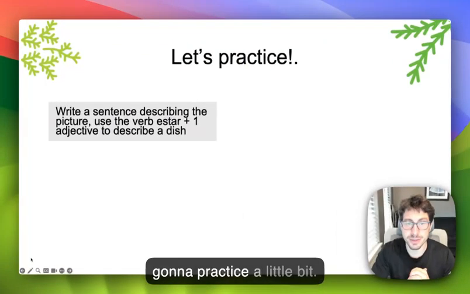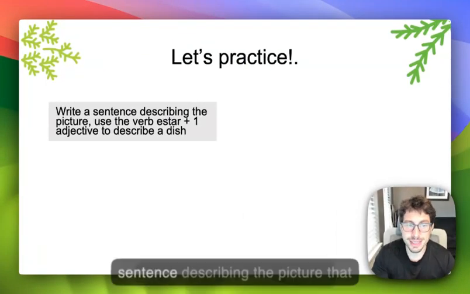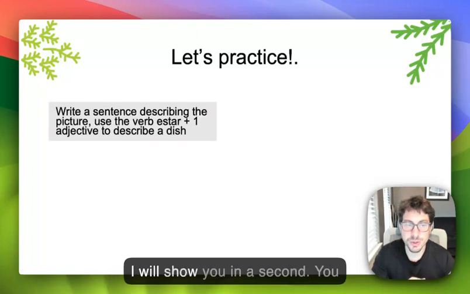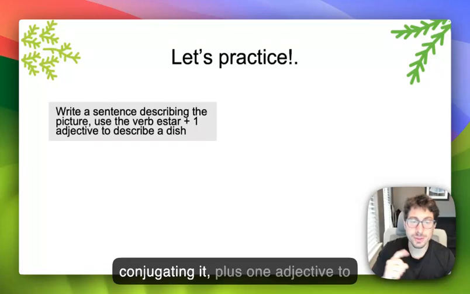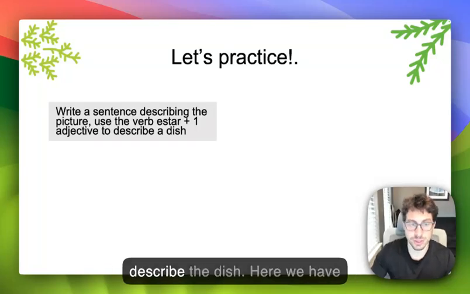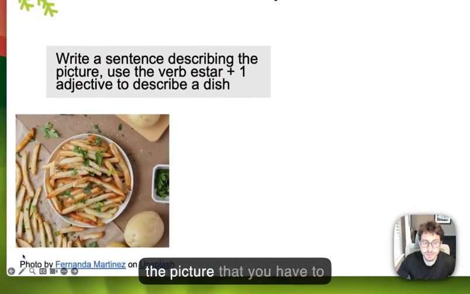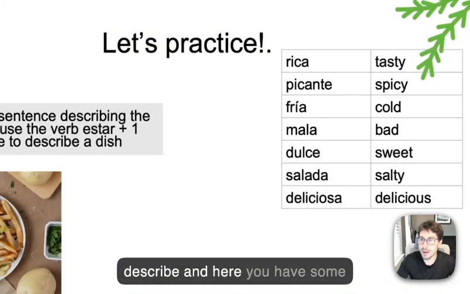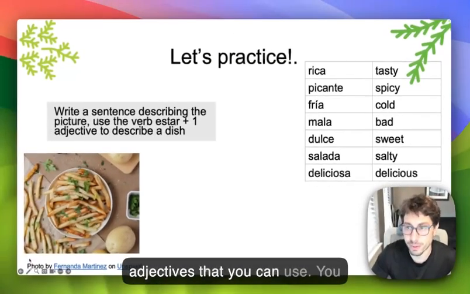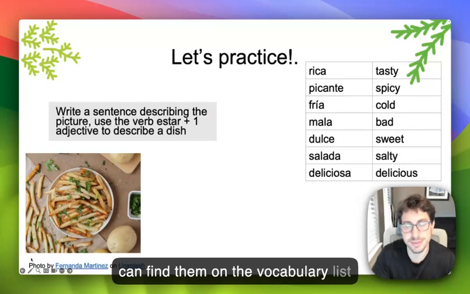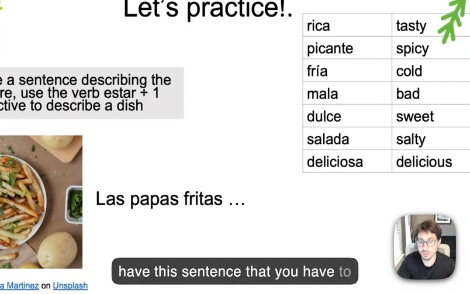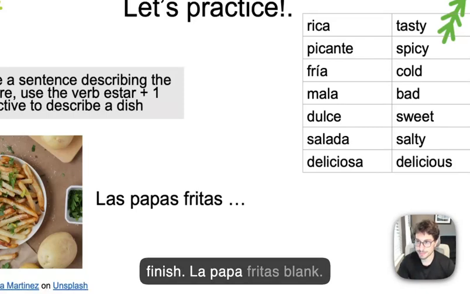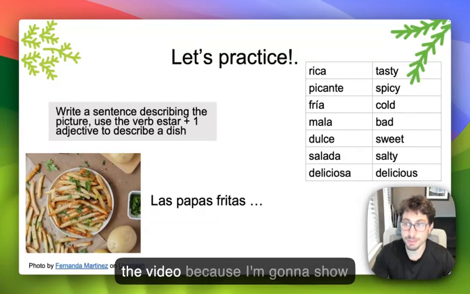Now we're gonna practice a little bit. So now you're gonna write a sentence describing the picture that I will show you in a second. You must use the verb estar, conjugating it, plus one adjective to describe the dish. Here we have the picture that you have to describe, and here you have some adjectives that you can use. You can find them on the vocabulary list of the book too. And so now we have this sentence that you have to finish. Las papas fritas, blank. Pause the video because I'm going to show you the answer.